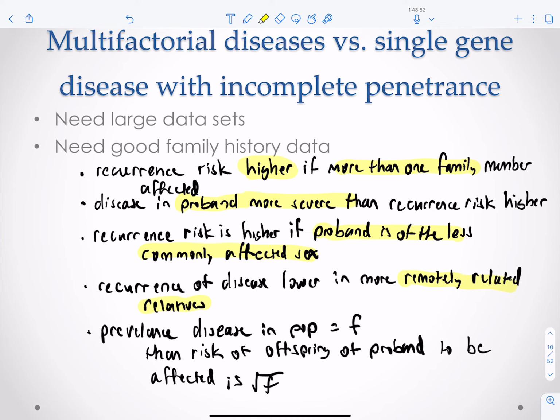You have a prevalence of disease in a population, F, and the risk of the offspring of the proband being affected is the square root of F. So if F is 50, then the risk to offspring of a proband would be the square root of 50, for example.